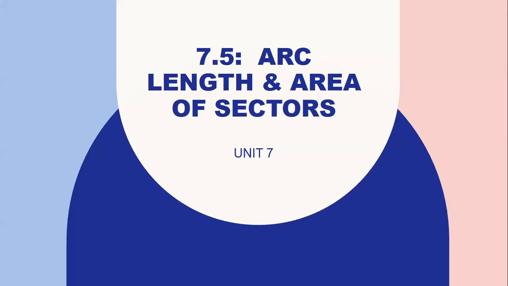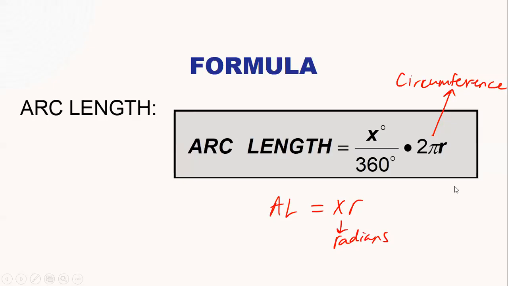So arc length and area of a sector. These are two topics from geometry, two topics that you learn in geometry that we're reiterating here in pre-cal. So the first thing we're going to do is look at arc length. Your arc length is a portion of your circumference, right? It's not the full circumference, it is a portion of your circumference, okay?